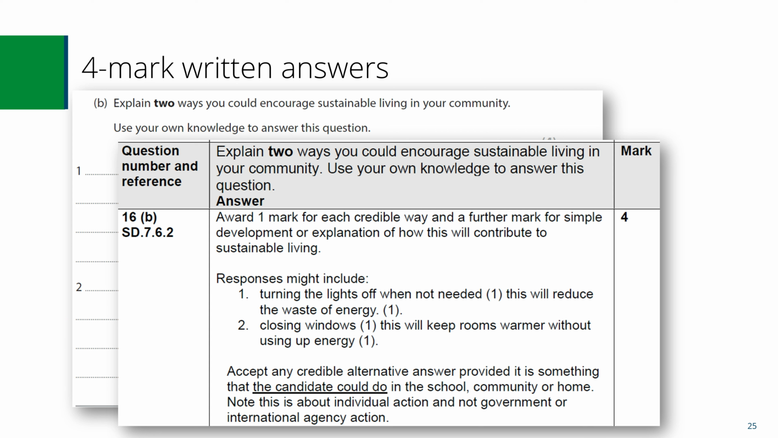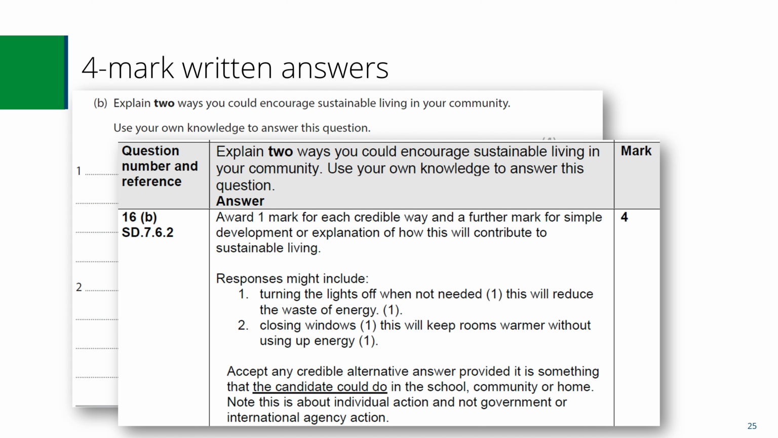Here's the mark scheme for that question. Each way in which sustainable living is encouraged, there is 1 mark available for a creditable idea and then a further mark for some development or explanation. You can see suggested answers there: turning the lights off when not needed, which would reduce the waste of energy, or closing windows, which would keep rooms warmer without using up energy.